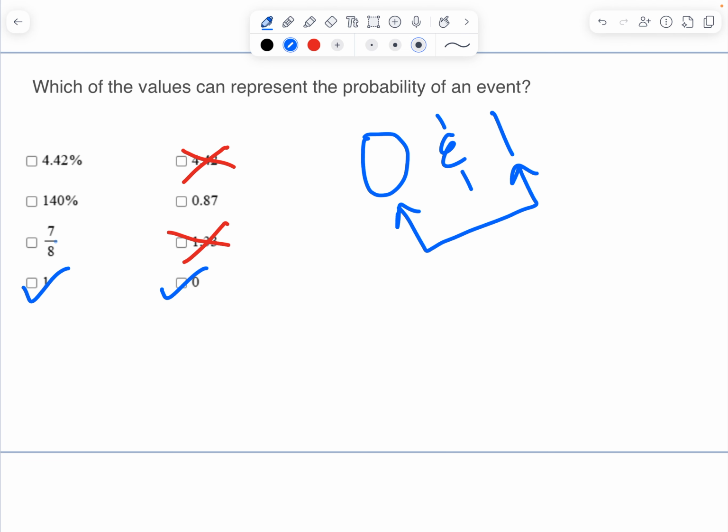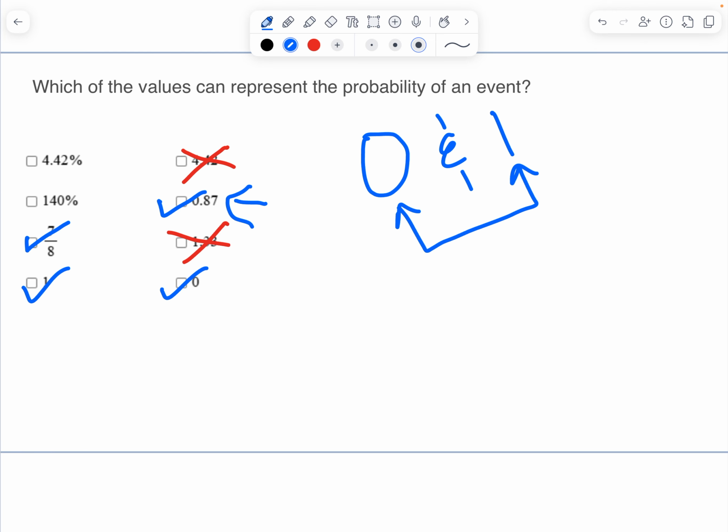Let's look at 7/8. So if you take 7 and divide it by 8 in your calculator, you're going to get a decimal. And it is a decimal between 0 and 1, so we're going to accept that as a potential answer. Hopefully you also looked at 0.87 and said, all right, that's 87 cents, right? That's between $0 and $1. So hopefully we grabbed that.